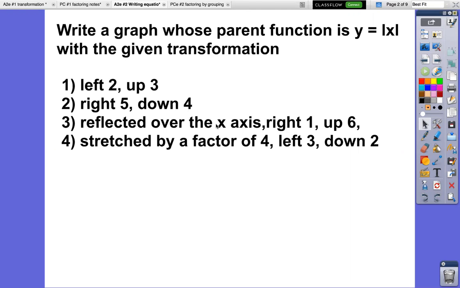So the parent function is this. Here's the parent function. So what do I have to do to the x or outside the x to make it go left 2 and up 3, so on and so forth? So just take 2 minutes and try this on your own. Make sure that you get this.